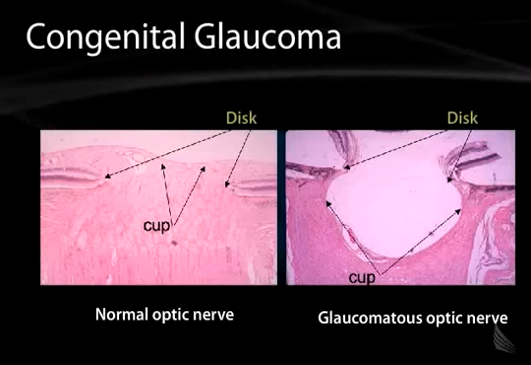Histologically, it looks as shown in this slide. On the left, you see a normal optic nerve with a small central cup and a large disc. On the right, you have large excavation from the death of glial cells and nerve cells, which leads to a large dramatic central cup and a small disc surrounding that cup.